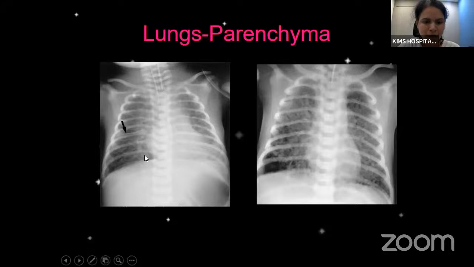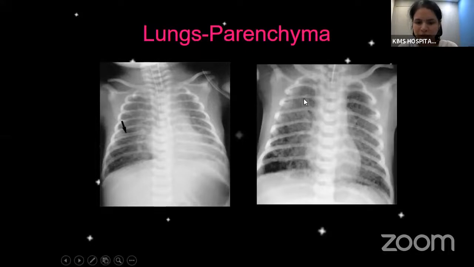This shows prominent perihilar infiltrates and the presence of a horizontal fissure, which you can identify. It is marked with a black arrow here. This is typically a sign of a baby with transient tachypnea of newborn having a sunburst appearance.